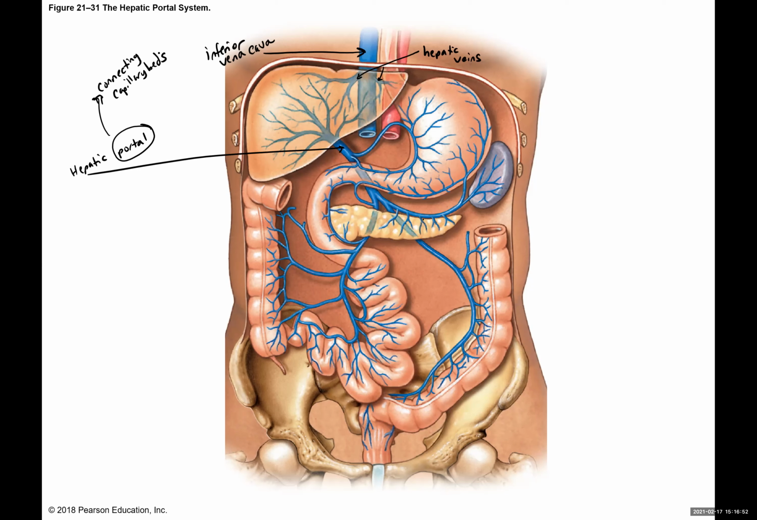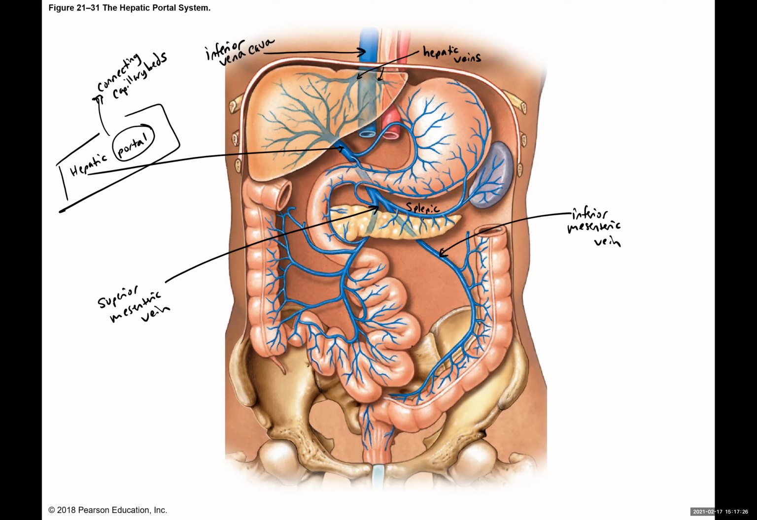As we look at our hepatic portal system, we'll see coming off of it the splenic vein. We have also the inferior mesenteric vein. And we have here our superior mesenteric vein. So we're seeing that the hepatic portal system is including the splenic, superior mesenteric, and inferior mesenteric.